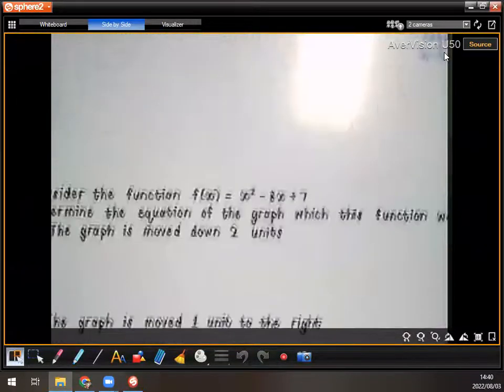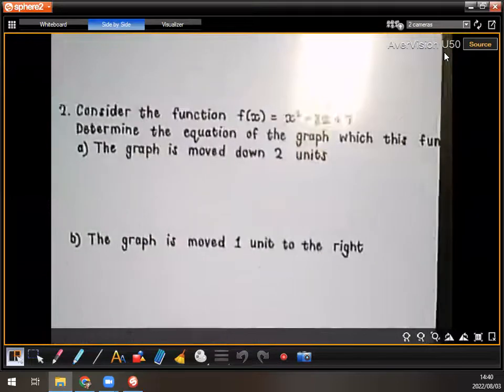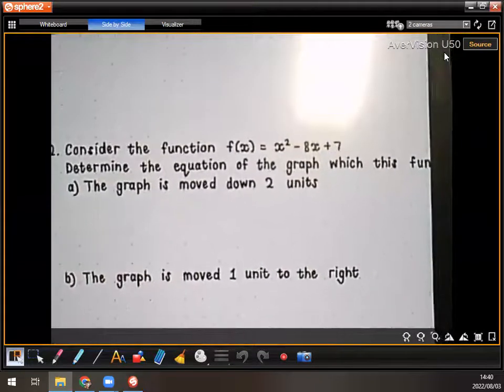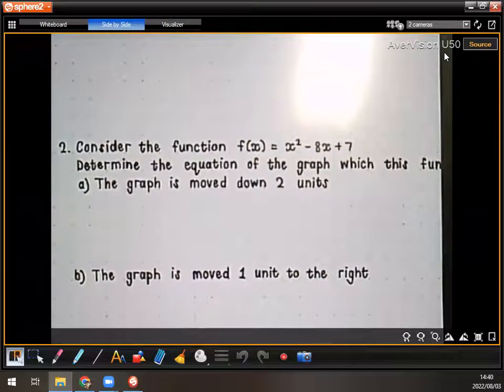Okay. Question 2 is quite a nice question. It's just working with transformation. Now you haven't really looked at transformation specifically, like as a section on the straight line. The actual topic is out of the syllabus, but we need to be able to apply it, especially in functions.